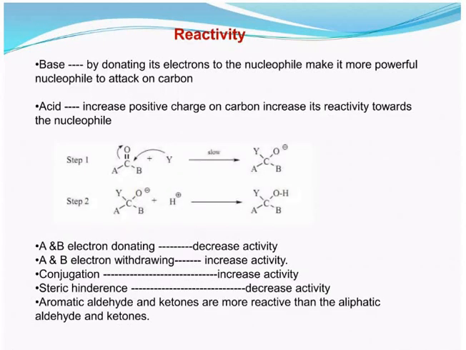Now reactivity. A base, by donating its electron to the nucleophile, makes it a more powerful nucleophile to attack carbon. Acid increases the positive charge on carbon, increasing its reactivity toward nucleophiles. You can see here the formation of 4 bonds, meaning tetrahedral. So A and B electron donating decrease activity. A and B electron withdrawing increase activity. Conjugation increases activity. Steric hindrance decreases activity. Aromatic aldehydes and ketones are more reactive than aliphatic aldehydes and ketones.